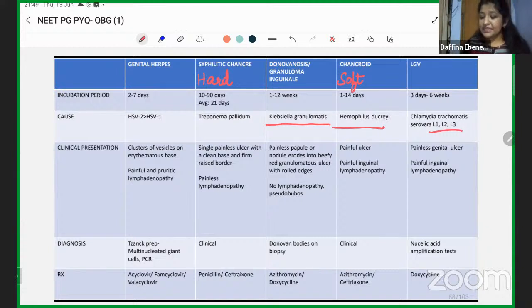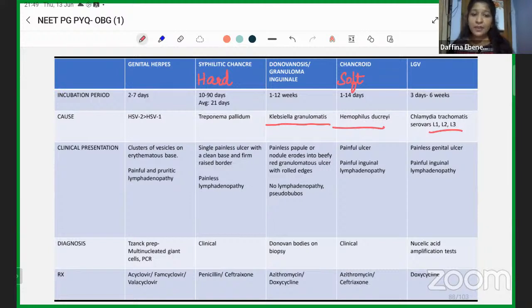Clinical presentation for genital herpes is generally a cluster of vesicle-like lesions present on an erythematous base. Whereas in the case of syphilitic chancre, it will be a single painless ulcer with a clean base and a firm raised border.